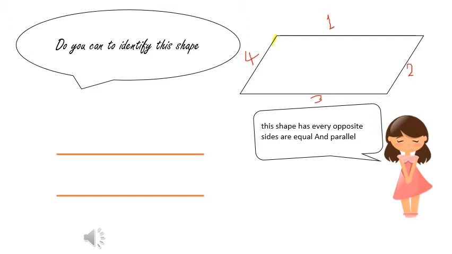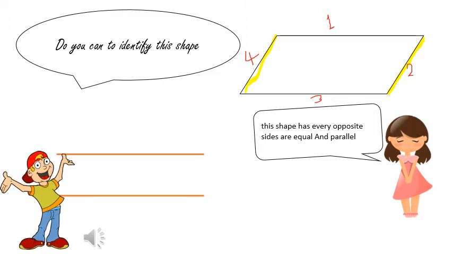This one, and this other one. They are also parallel and equal. Parallel means they have the same direction. Okay, now can anyone give me the answer? What's the name of the shape? It's a parallelogram. Very good. Yes, it's a parallelogram.